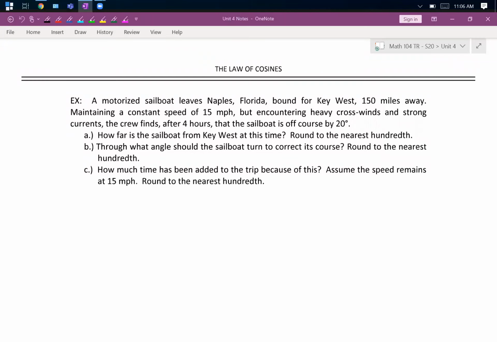A motorized sailboat leaves Naples, Florida, bound for Key West, 150 miles away, maintaining a constant speed of 15 miles an hour, but encountering heavy crosswinds and strong currents. The crew finds after 4 hours the sailboat is off course by 20 degrees. We want to find how far the sailboat is from Key West at this time. We want to figure out through what angle the sailboat should turn to correct its course. And lastly, we want to figure out how much time has been added.